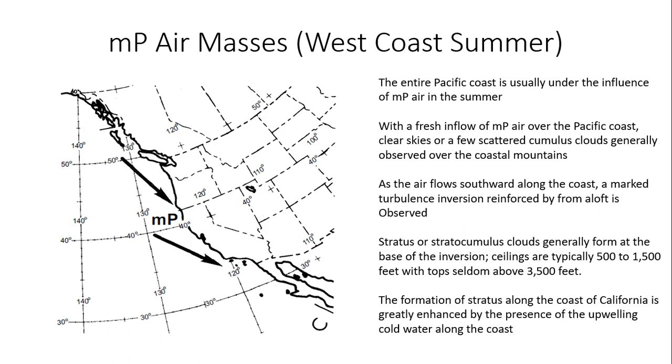This is greatly enhanced by the presence of what's known as upwelling, cold water along the coast. I haven't really talked about ocean currents in any of my training to this point, but just keep in mind that you have a colder north to south flowing California current along the western U.S. coast. This trajectory of the maritime polar air pretty much parallels that California current as it moves down the coast.